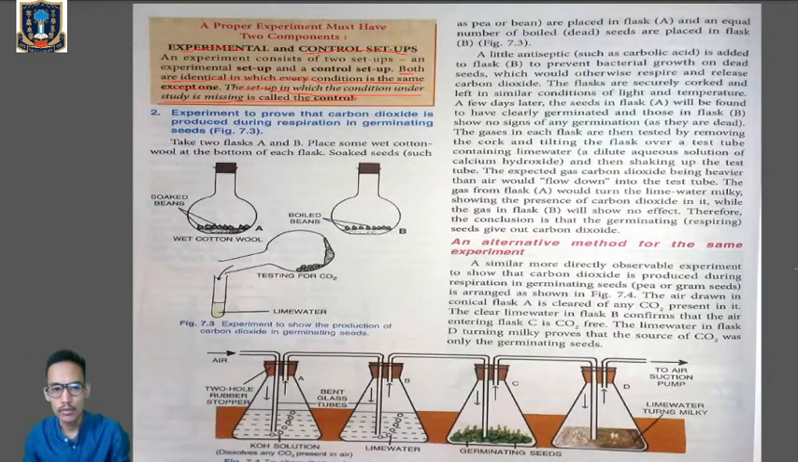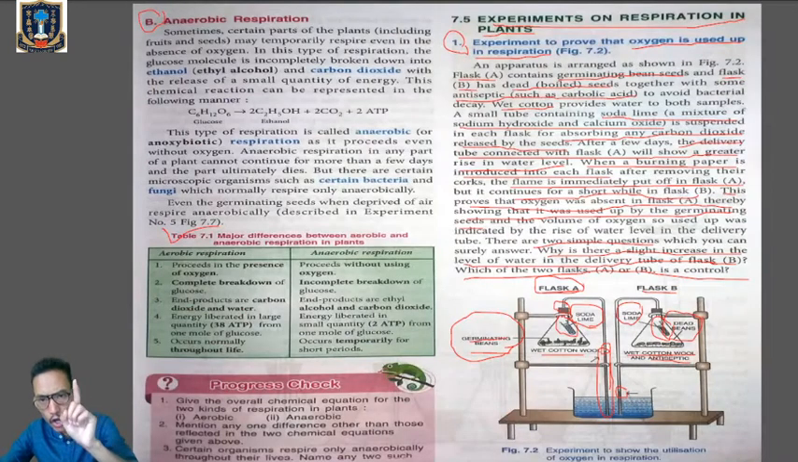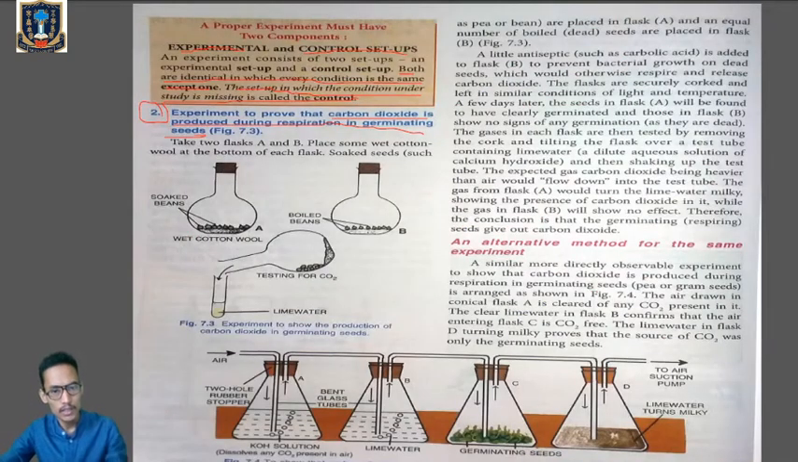Clear? Now, next one, we'll try to prove that carbon dioxide is produced during respiration in germinating seeds. So what is the aim of the experiment? Our aim is to prove that carbon dioxide is produced during respiration in germinating seeds. We are trying to prove that carbon dioxide is being produced by the germinating seed during respiration. Our first experiment was to prove that oxygen is used up in respiration. Clear? Our second experiment is that carbon dioxide is produced. It's not used, but it is produced during respiration by the germinating seeds.